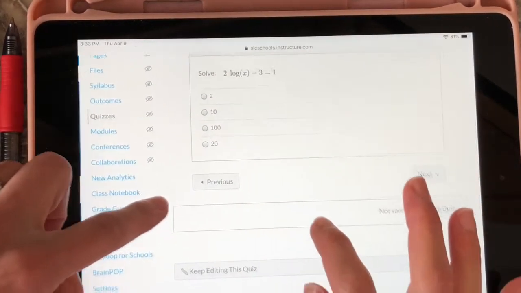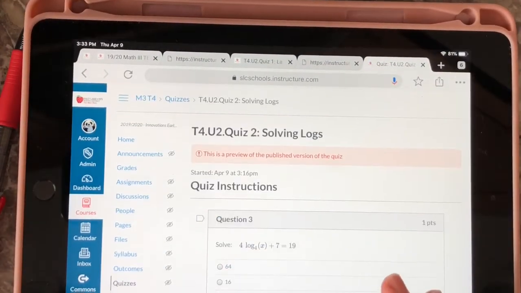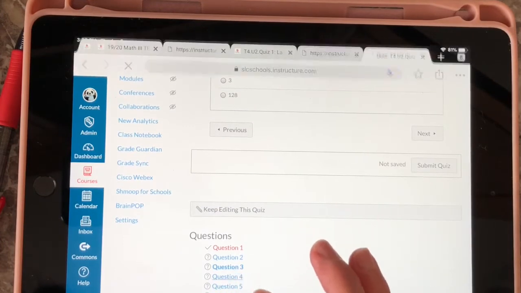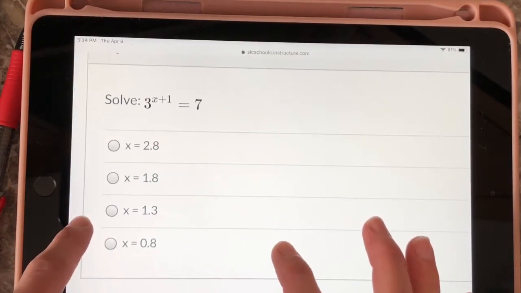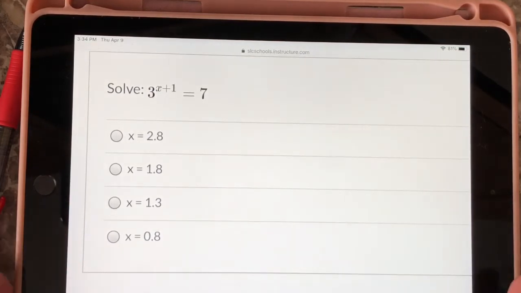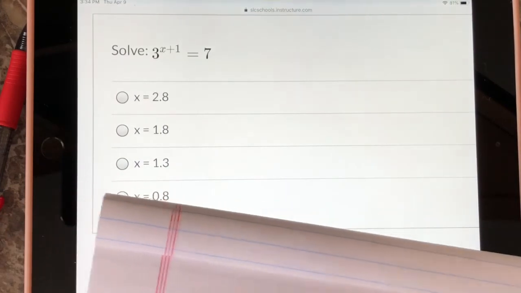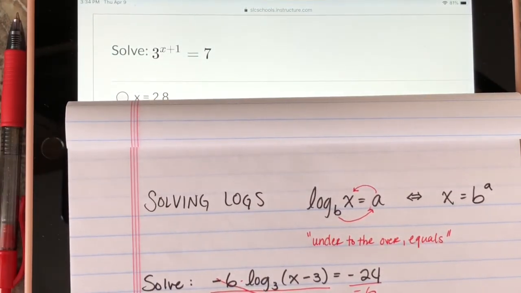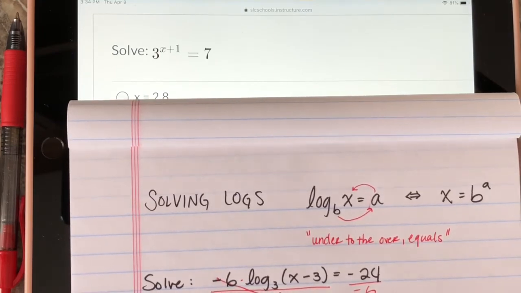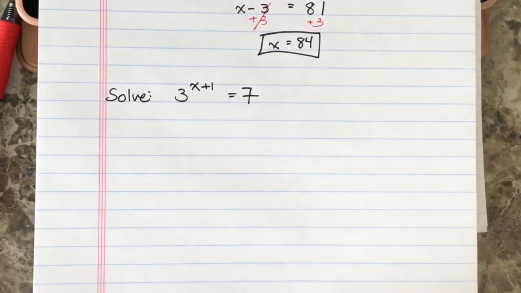All right, I'm going to go ahead and fast forward and try to find a question that is not like one that we have done before. Because we've done 3 already where the x is in the input. I want to do one where the x isn't in the input. So let's go ahead and do this one. So go ahead and take a second to write it down in your notes, and I'll write it in my notebook. Solve 3 to the x plus 1 equals 7. All right. Solve 3 to the x plus 1 equals 7.